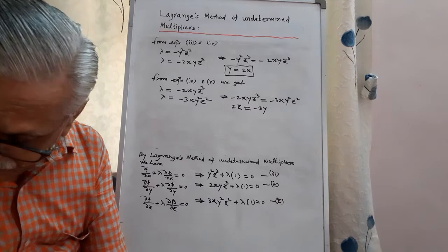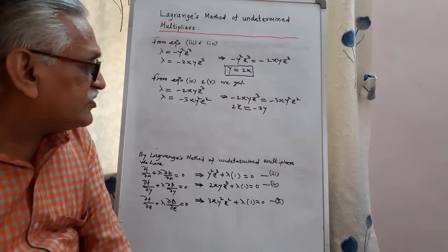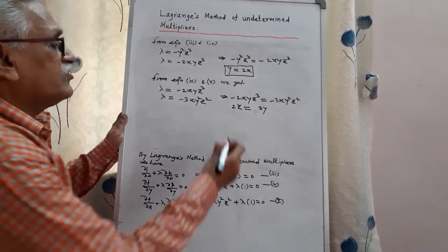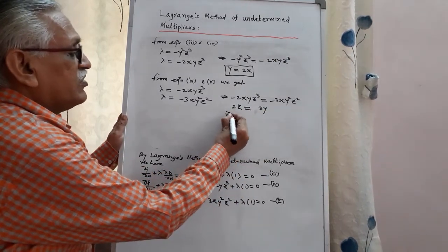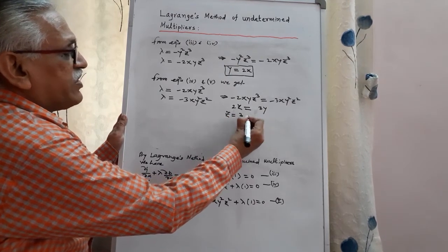Okay, and therefore if we solve it for z, we get z is equals to 3 by 2 times y.